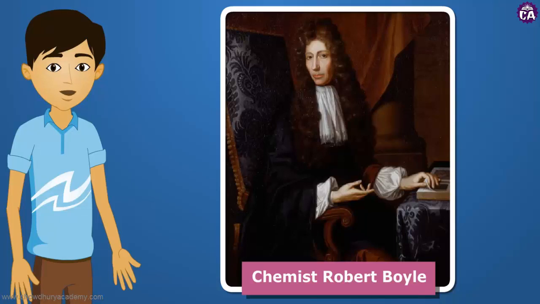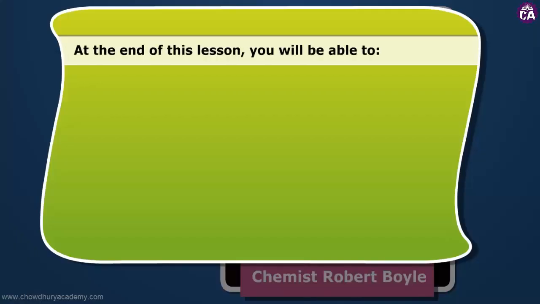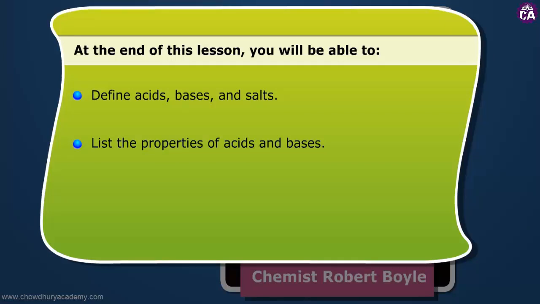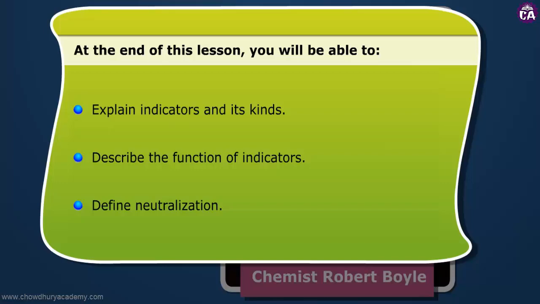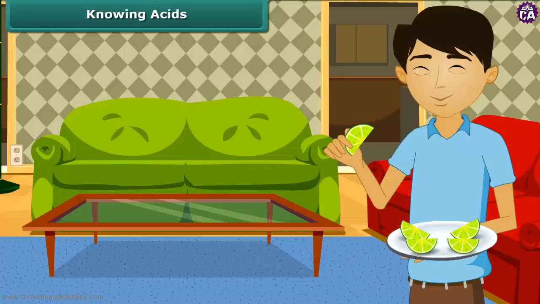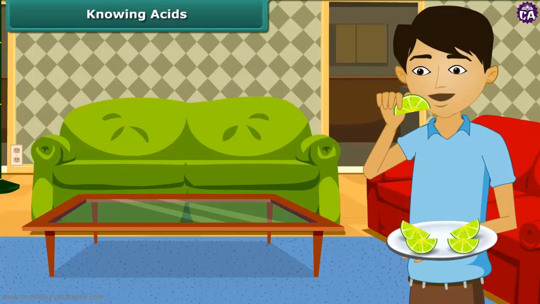In this lesson, you will study the properties of acids, bases and salts. At the end of this lesson, you will be able to define acids, bases and salts, list the properties of acids and bases, explain indicators and their kinds, describe the function of indicators, and define neutralization.